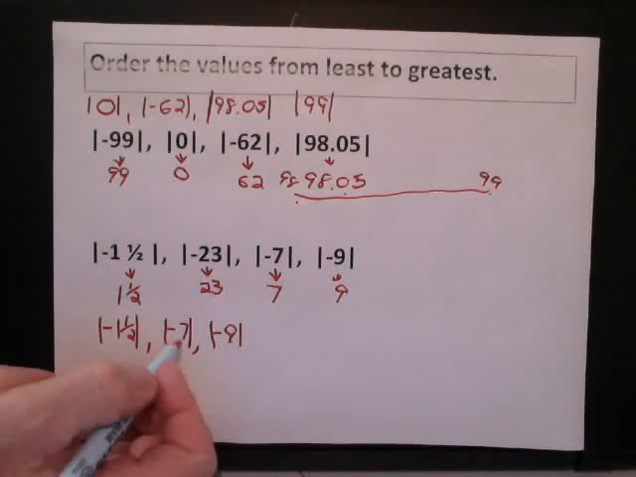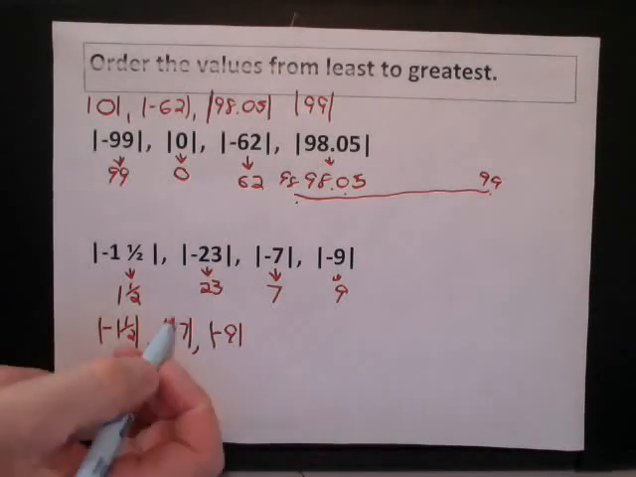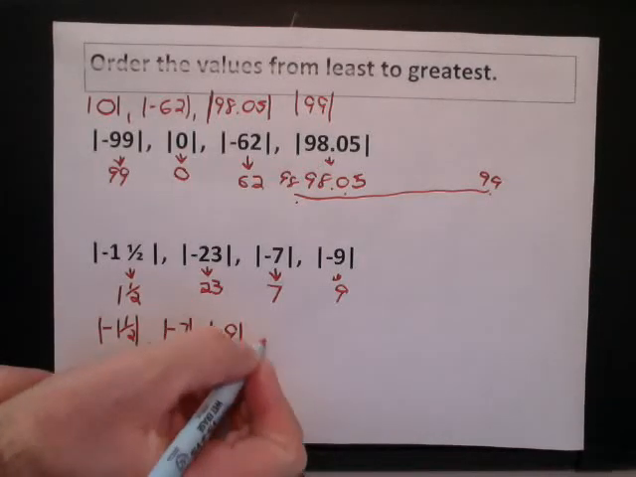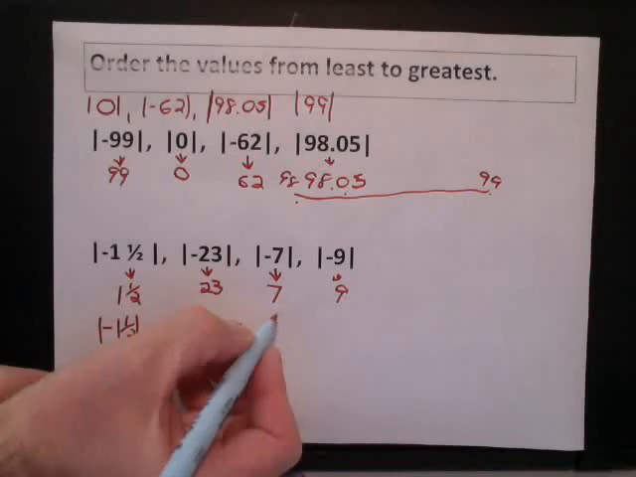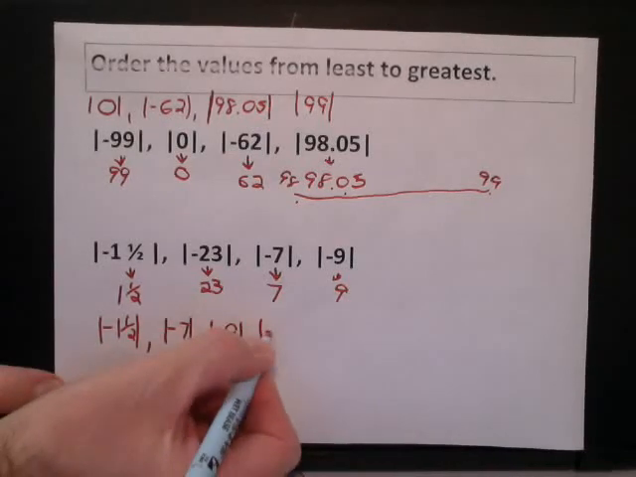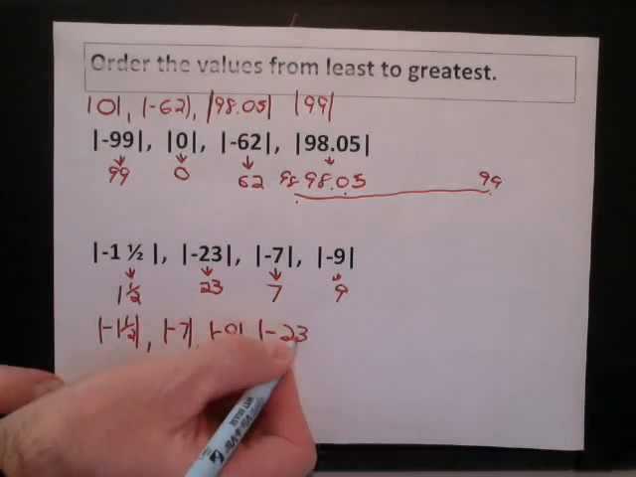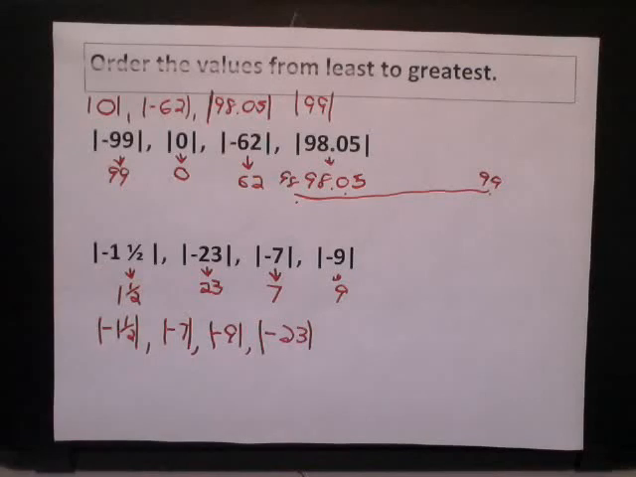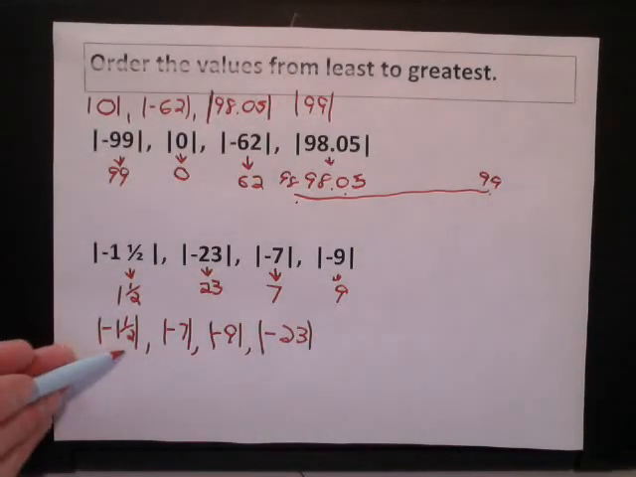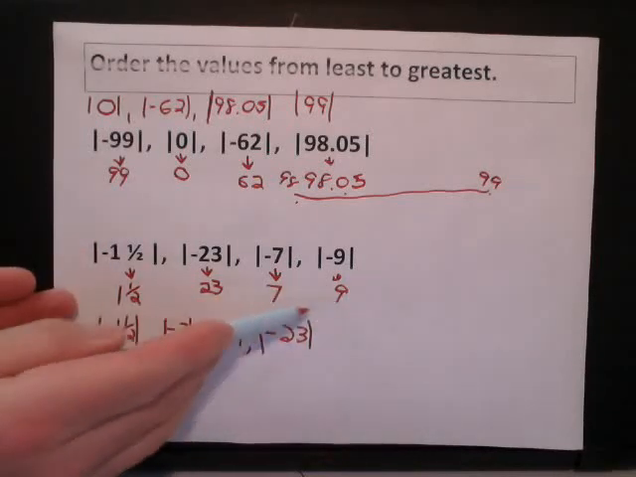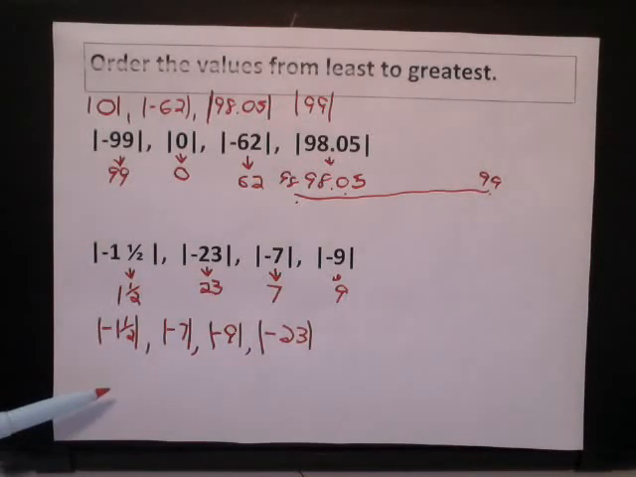Because remember, they're talking about whole number amounts here. And then the final one, the greatest one, is the absolute value for negative 23. Okay? And so that's how you would order these. You're just remembering to write everything back as absolute value symbols and then using the positive amounts to order.